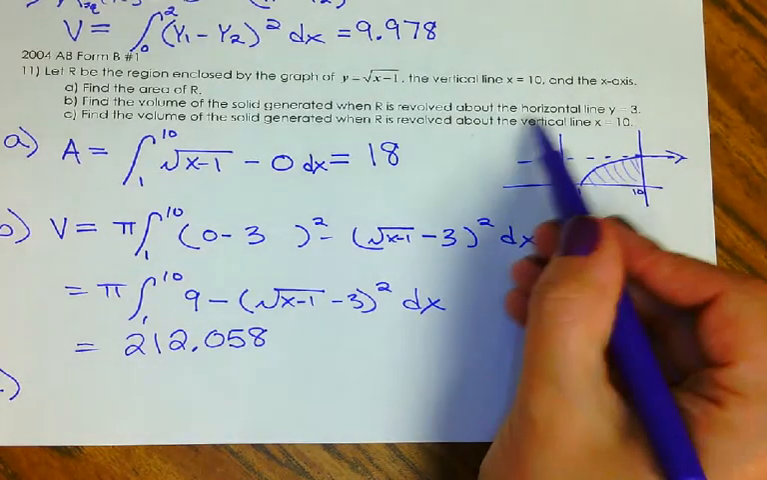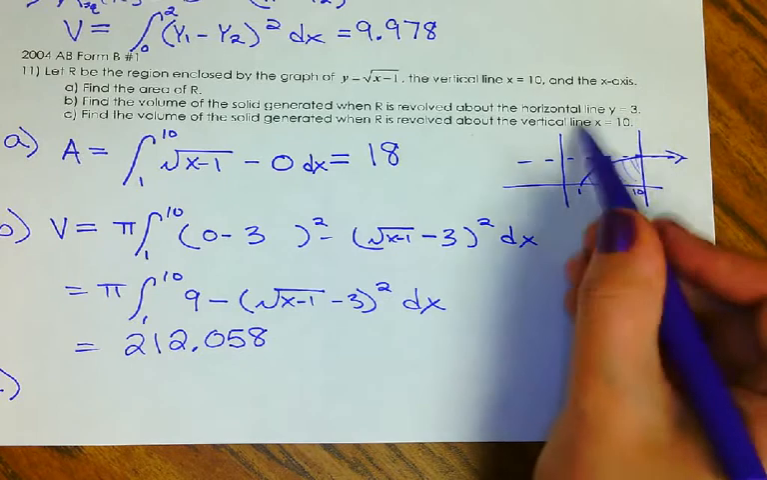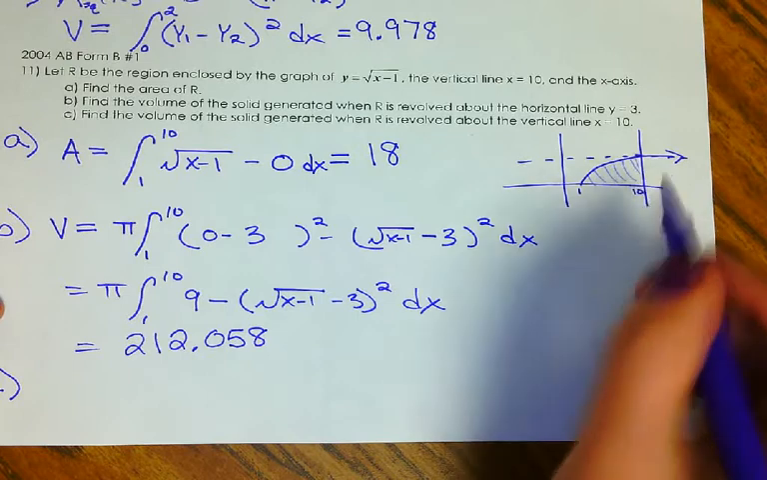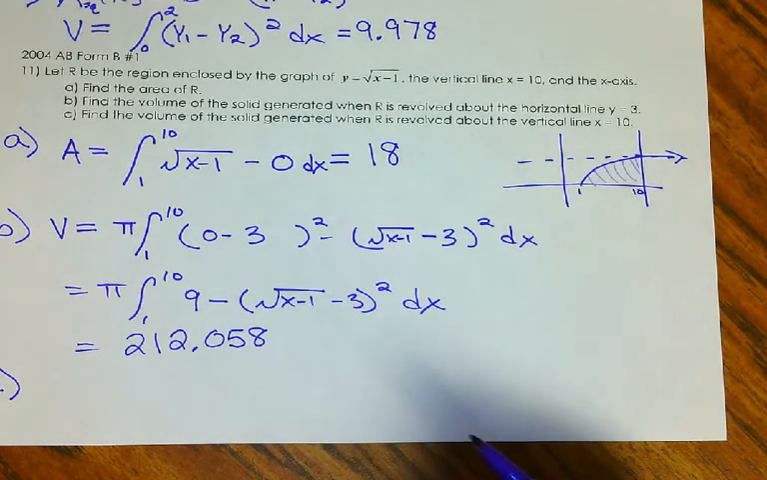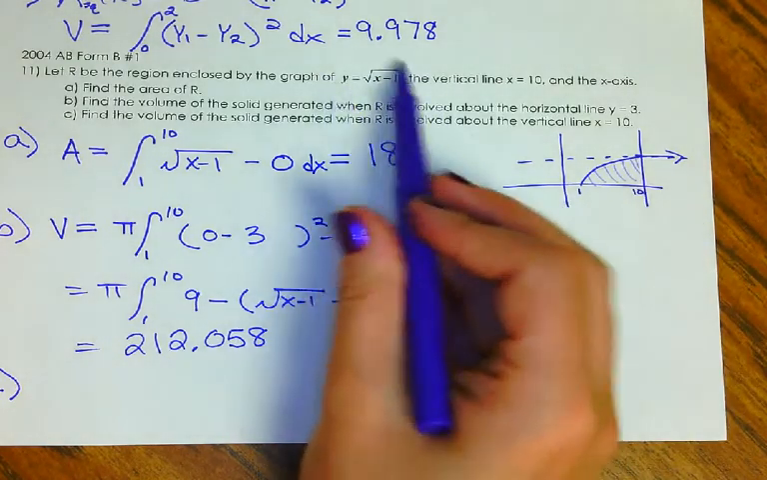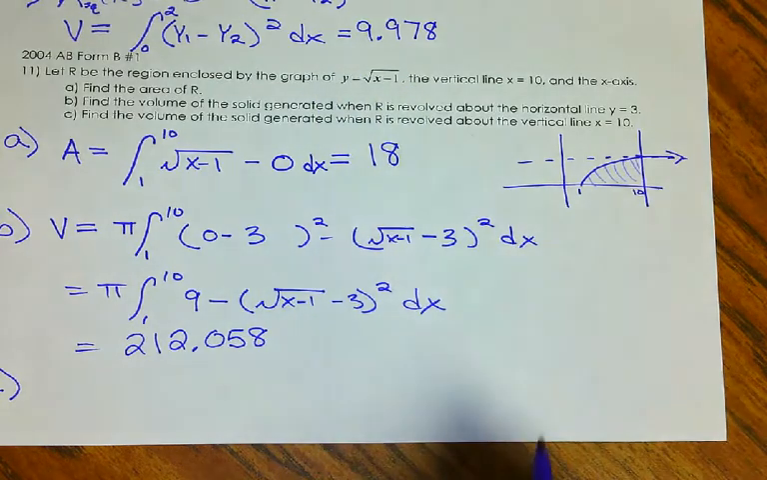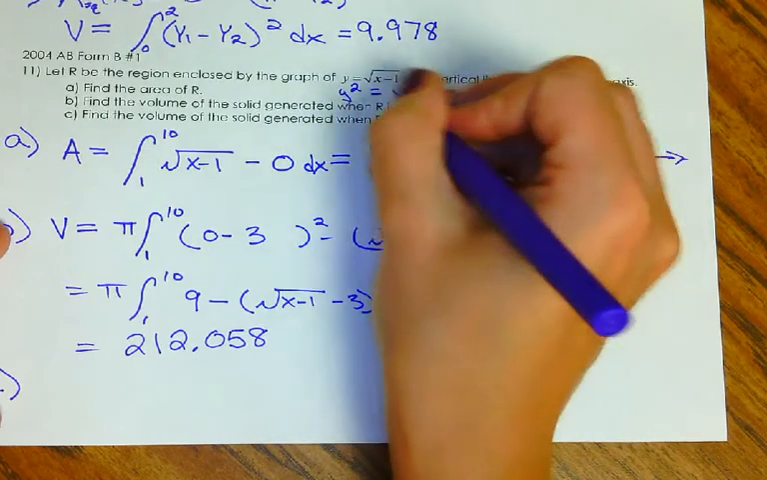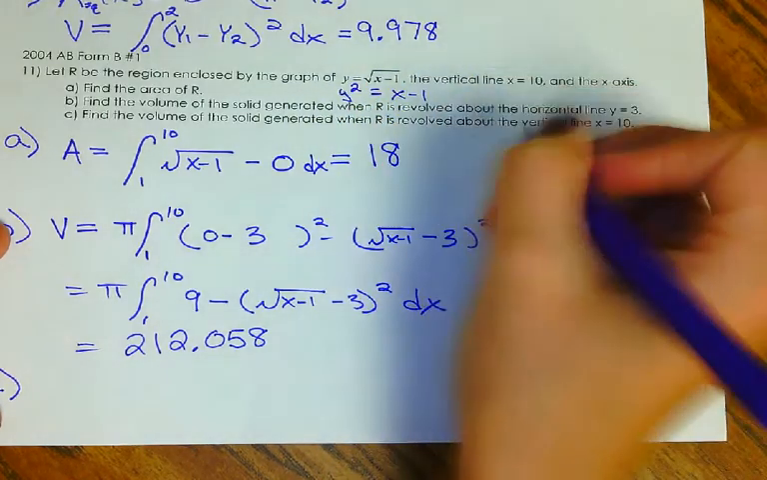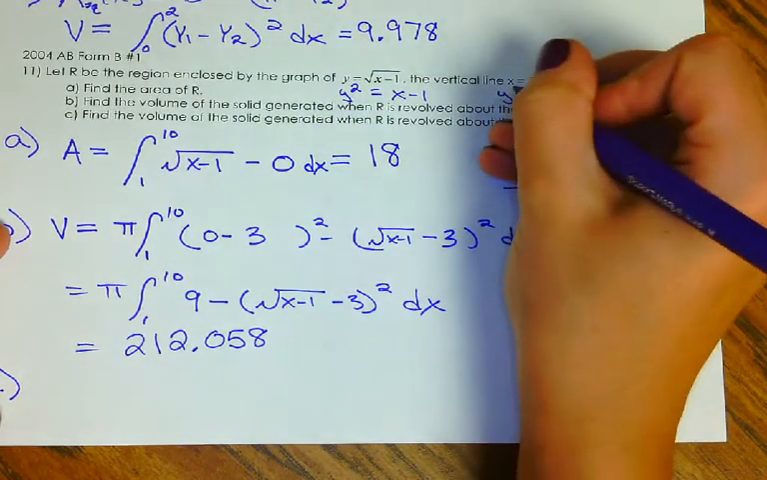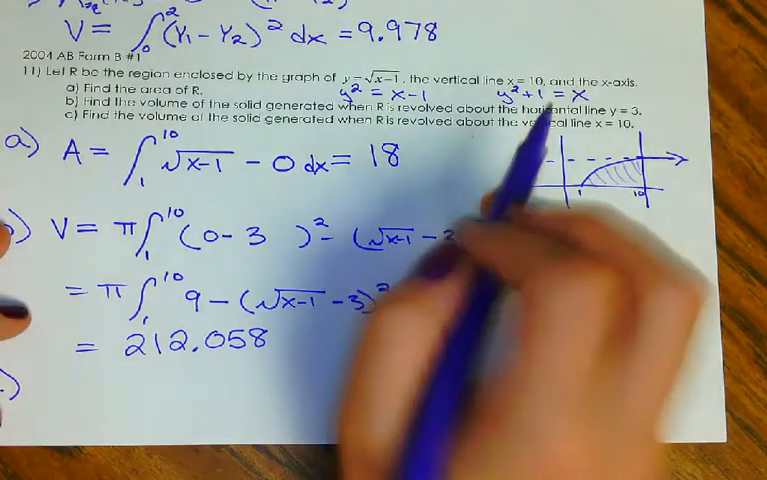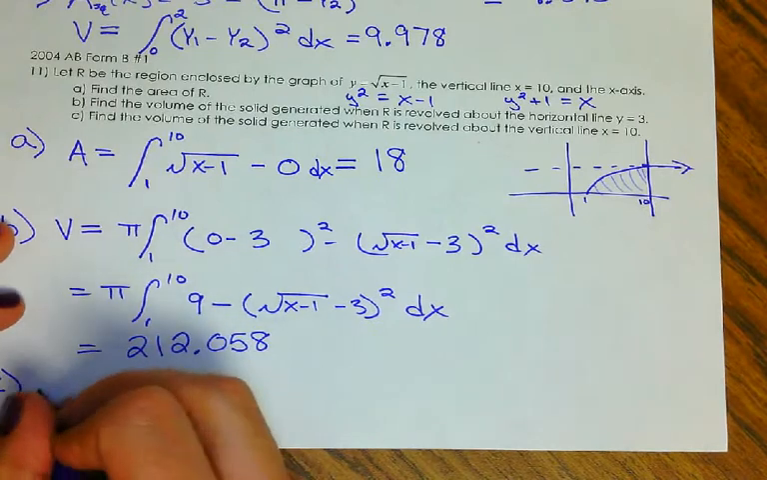Alright, so part C is a little trickier because now we're revolving around this vertical line here. So we're still taking this same section, but now we're spinning it around here, so it's going to be a dy problem, okay? Which means I then need to solve this for x before I can do that. So I'm going to start by squaring both sides. So I get x minus 1, and then I'm going to add 1. So you end up with y squared plus 1 equals x, okay? So now I have that solved for x.